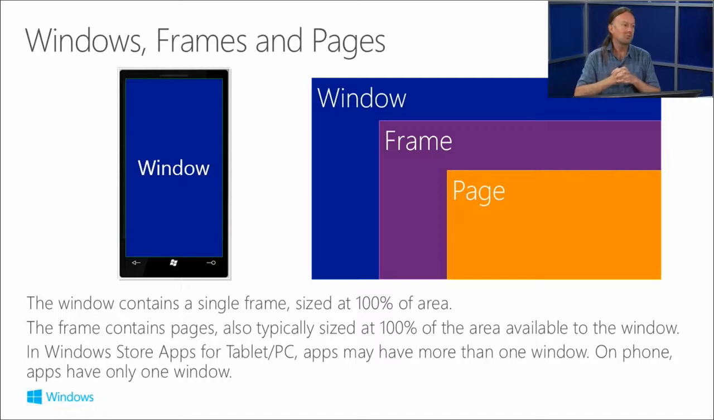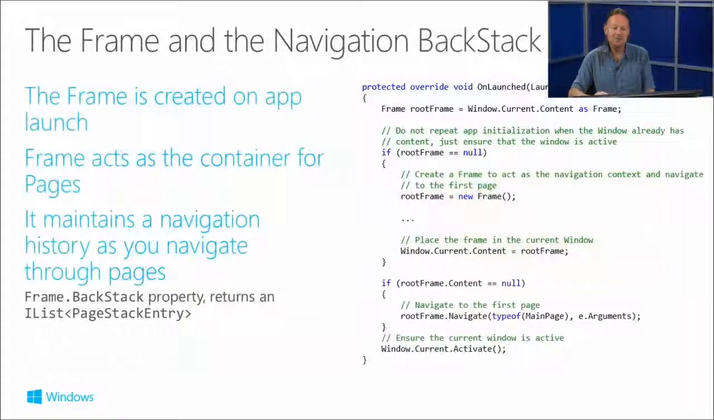And inside that, you've got this thing called a frame. Most apps only have a single frame. Some of the SDK samples do wacky stuff with extra frames. But for the most part, you're only going to want a single frame, which is invisible, and is another container that sits inside the whole area of the window. The frame is important because it is the container for your actual pages. It also tracks navigation between pages. Your pages are nearly always sized 100% of your display area.